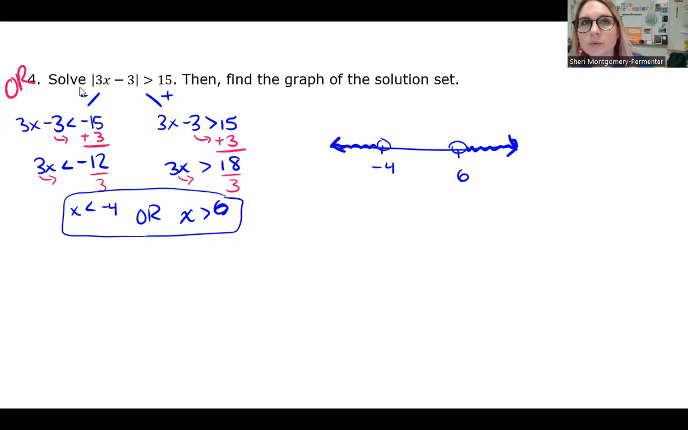Also, you can remember that when you have an or statement, a greater problem, you're going to have two branches to your graph, this or this. You'll have two branches and you have a greater. And when you have an and, it's shaded in the middle.